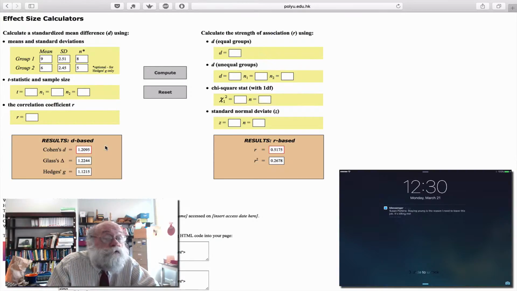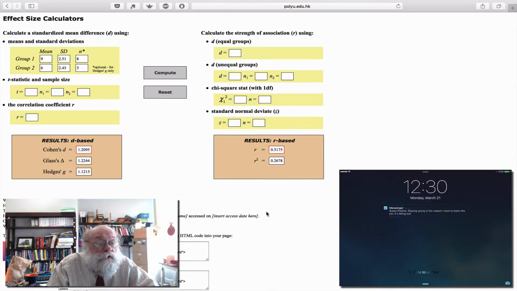Lo and behold, this nice piece of software developed by Paul Ellis then calculates Cohen's d. It's 1.21, and when I do that by hand, that's the same thing I get. It also calculates an alternative statistic, both r and r squared. R squared can be thought of as the proportion of variability accounted for. It's 0.27 here. The Cohen's d can be thought of as essentially being the number of standard deviation units between the means, so 1.21 standard deviation units.